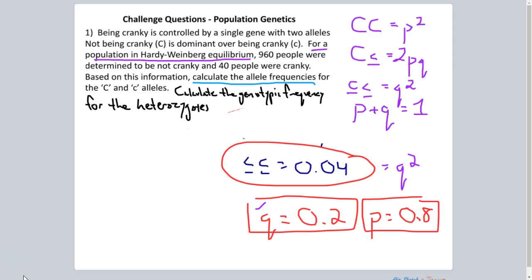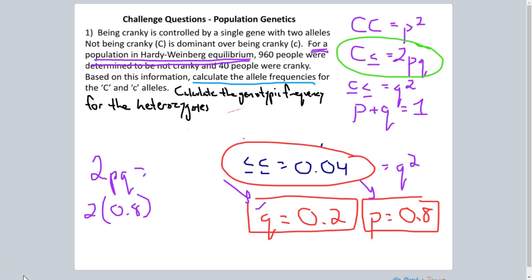Now again, we would consult with what we understand of Hardy-Weinberg equilibria, and we would remember that the genotypic frequency of the heterozygotes is always equal to 2pq for any population that's in Hardy-Weinberg equilibrium. Well, we just solved for q and p. So if we take this equation and say 2 times p, which we've determined to be 0.8, times q, which we've determined to be 0.2, we will get an answer of 0.32. 2 times 0.8 times 0.2 is equal to 0.32.